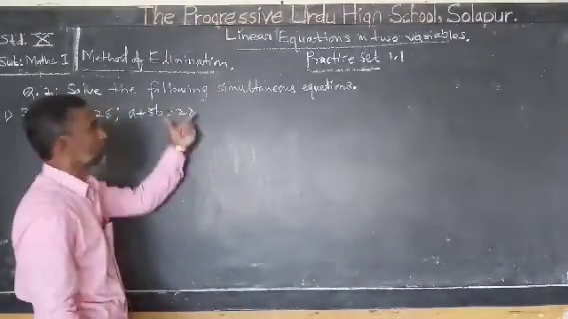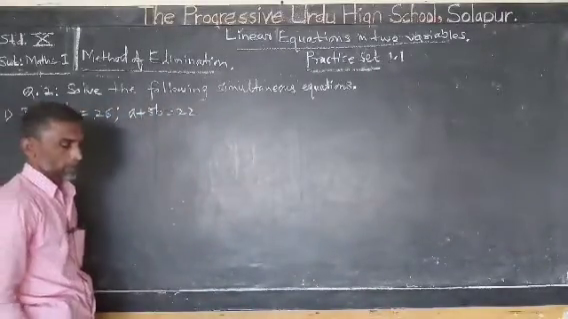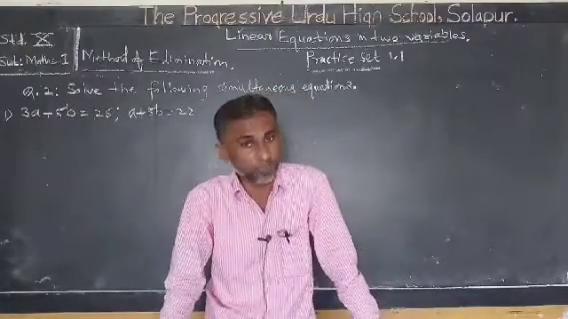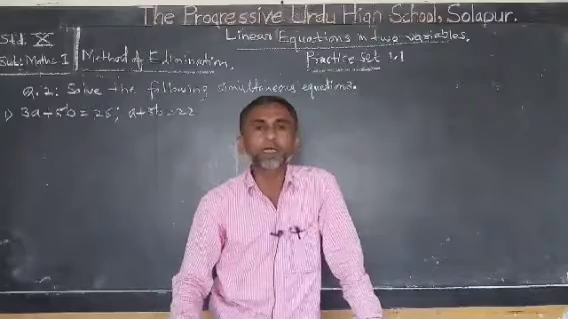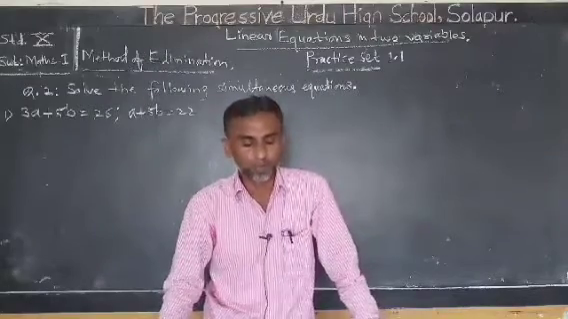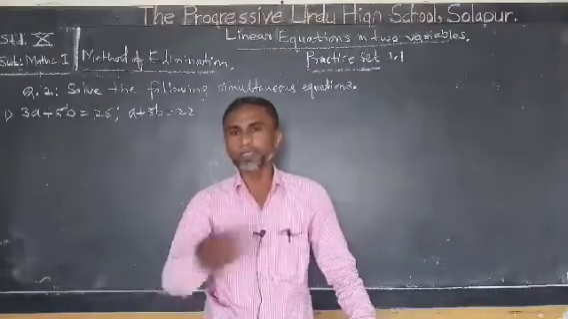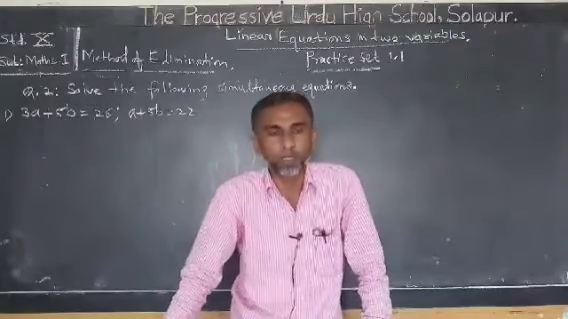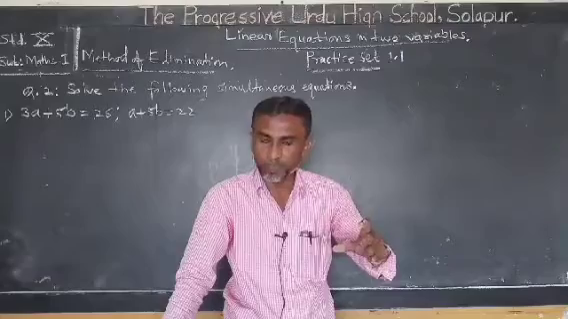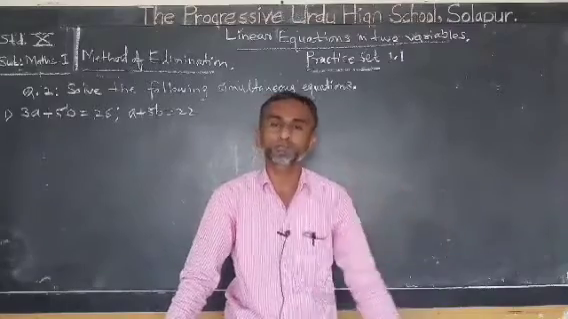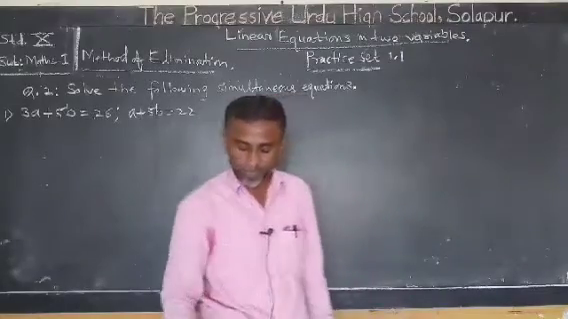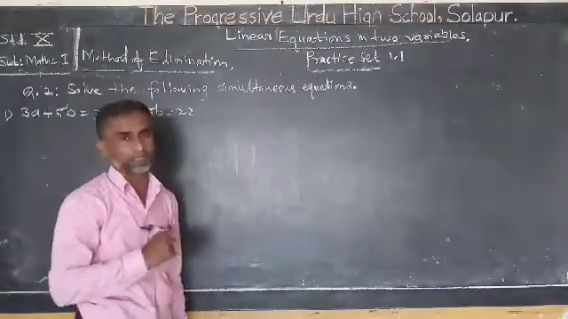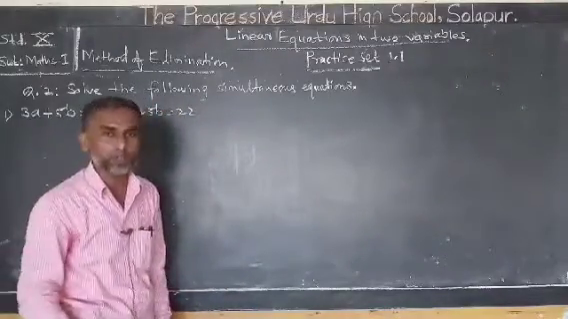Solve the following simultaneous equations. There are different methods for solving simultaneous equations. First one, method of elimination. In this method, we can eliminate any one of the variables either by equating the coefficients or by proper substitution. First I am going to take equating the coefficients. Then we will see substitution.